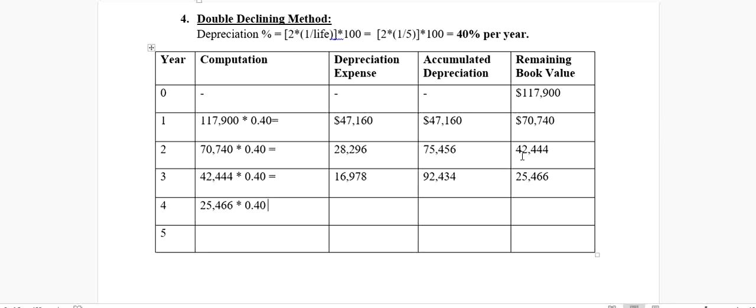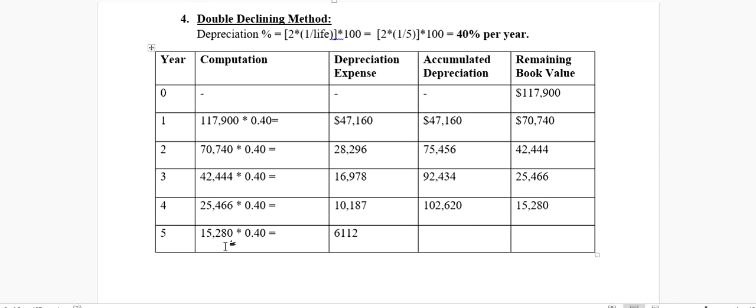$25,466, with 40% of the depreciation rate, and we get a depreciation of $10,187. Our accumulated depreciation would be $102,620, while our remaining book value would be $15,280. Now, let's go for the last year. Now, our remaining book value is $15,280, which we will multiply with the 40% depreciation rate. If you multiply it, this would be $6,112.